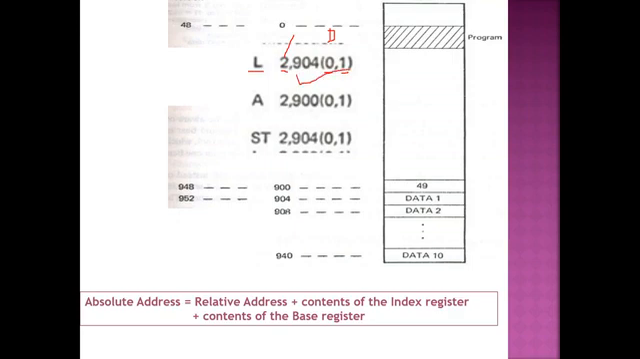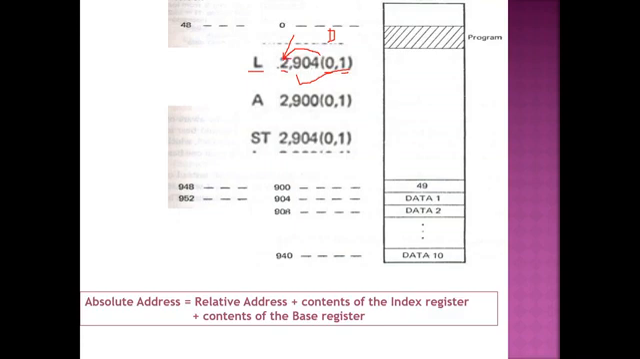So what are we doing here? We are going to have an opcode and 2 operands. L is your opcode. 2 is an operand. 904 of 0 comma 1 is the operand, and it represents an address. Let us say at 904 there is some value. So what are we going to do? Load the contents of 904 to register 2.